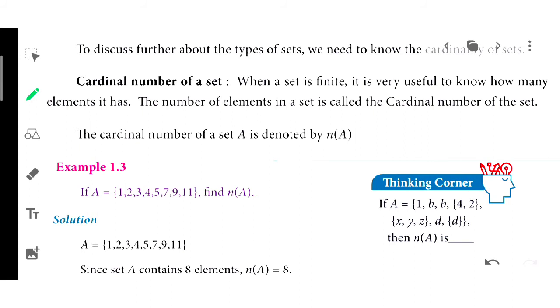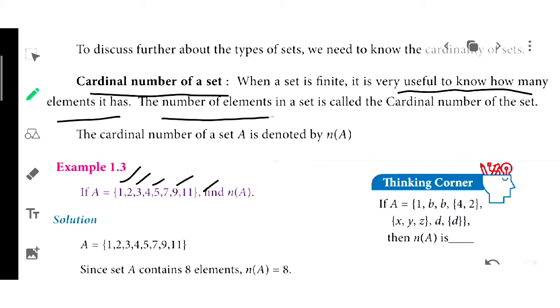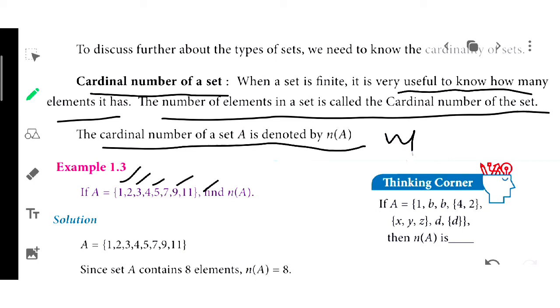To discuss the types of sets, we need to know the cardinality of the set. What is the cardinality of a set? That is, counting the elements of a set gives the cardinality of the set. It is very useful to know how many elements it has, and the number of elements in a set is called the cardinal number of the set. The cardinal number of a set A is denoted by n(A), that is, the number of elements in set A, n(B) for set B, etc.